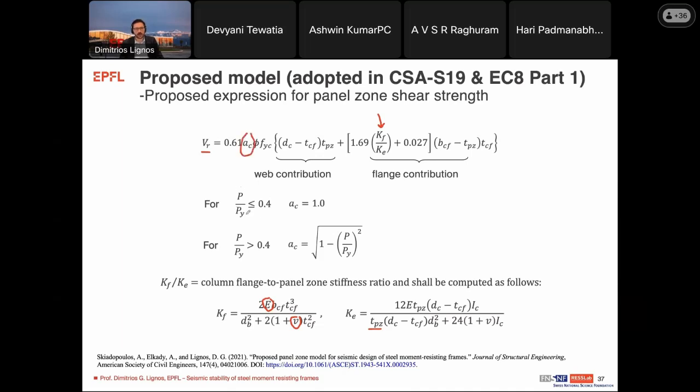Moreover, this proposal is taking into account the influence of the axial load through the coefficient AC here. Depending on the axial load ratio that we have, this coefficient could be simply 1 or could be taken into account through a regular von Mises criterion.